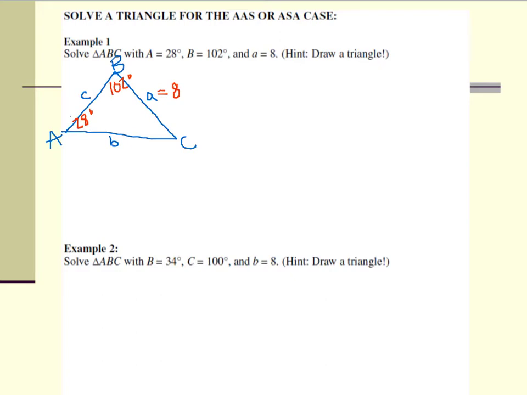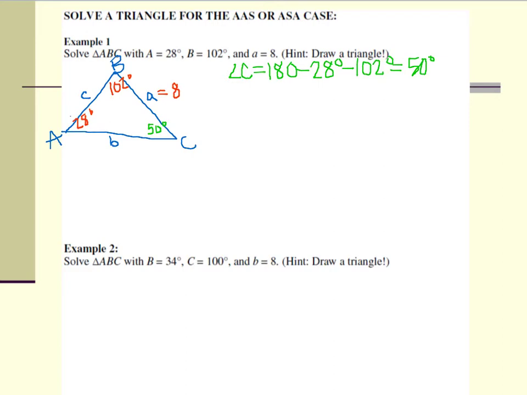Since we know two angles of the triangle, angle C is going to have to equal 180 minus our two angles, minus 28, minus 102 degrees. So angle C equals 50 degrees. I'm going to draw that right on here. Angle C is 50 degrees. I now know all three of my angles. I just need to find my two missing sides.